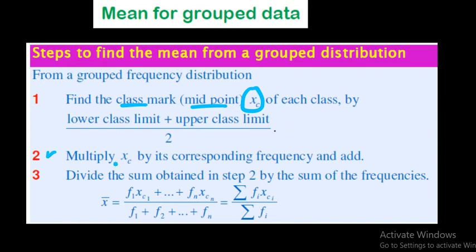Then the second step: multiply the class mark XC by the corresponding frequency and then add them. Finally, the mean will be the sum of the upper result divided by the total frequency. Better to see by example.